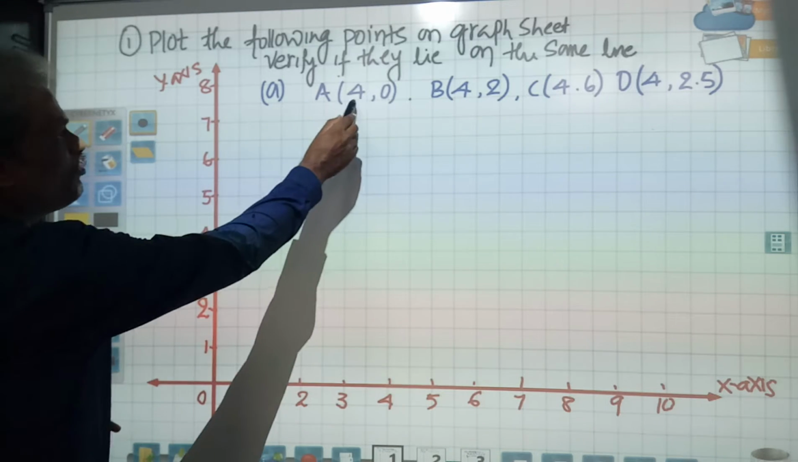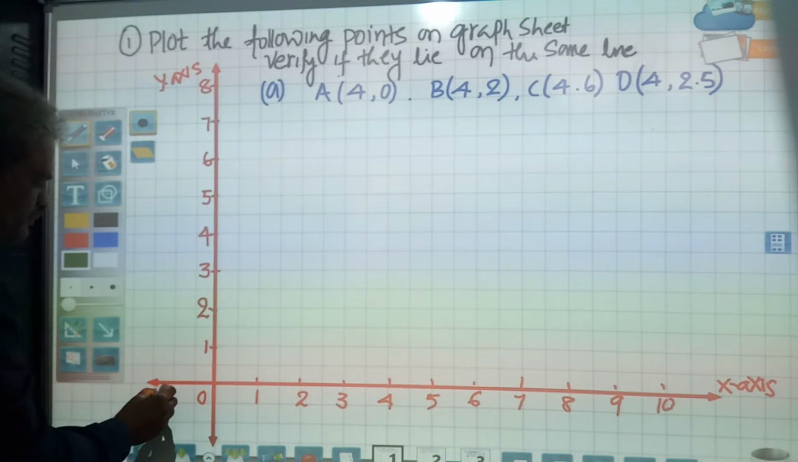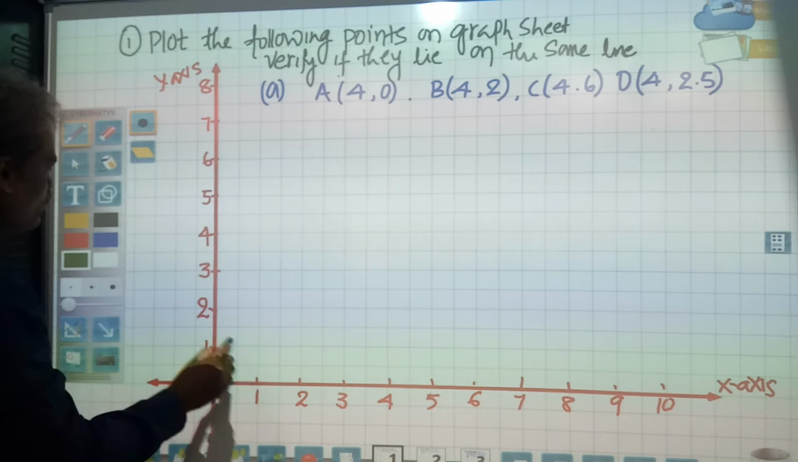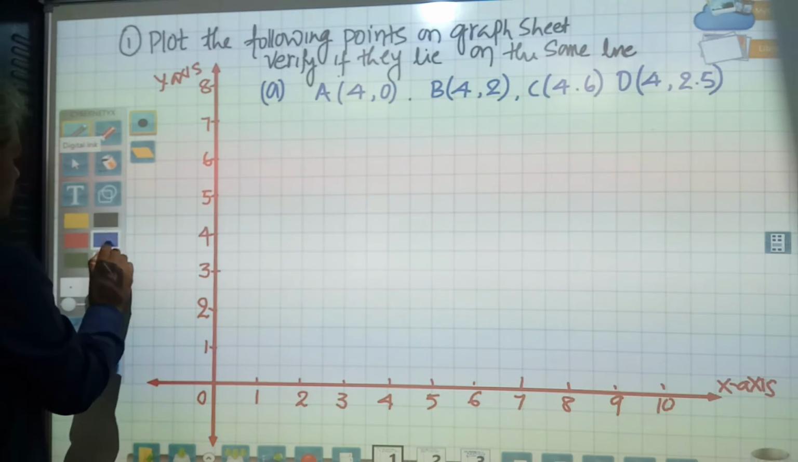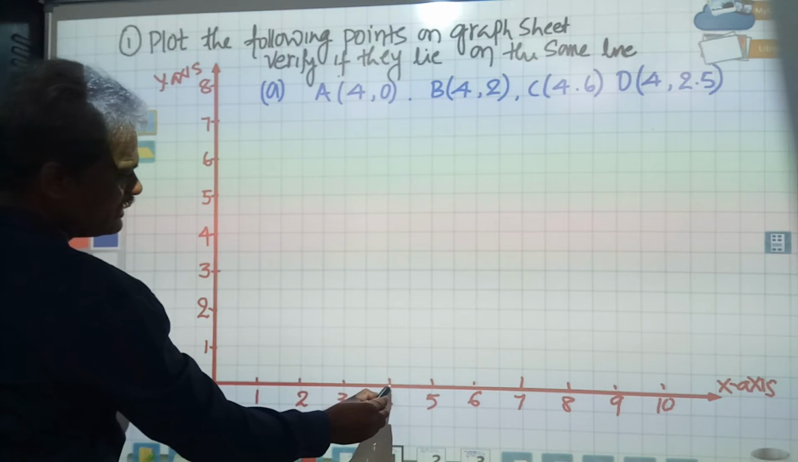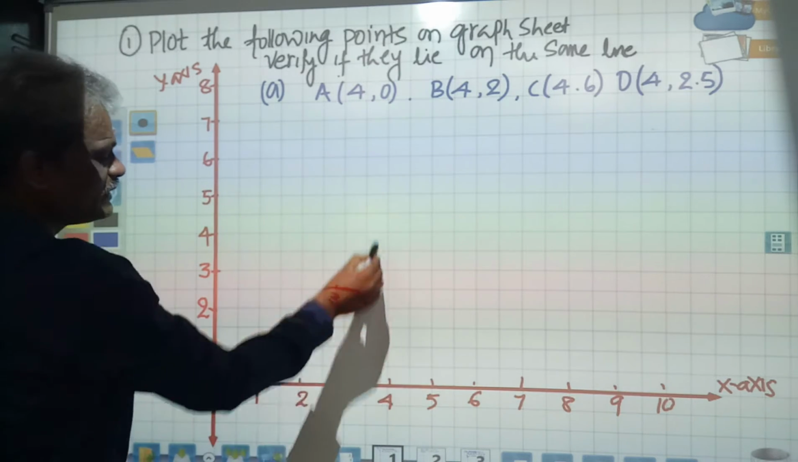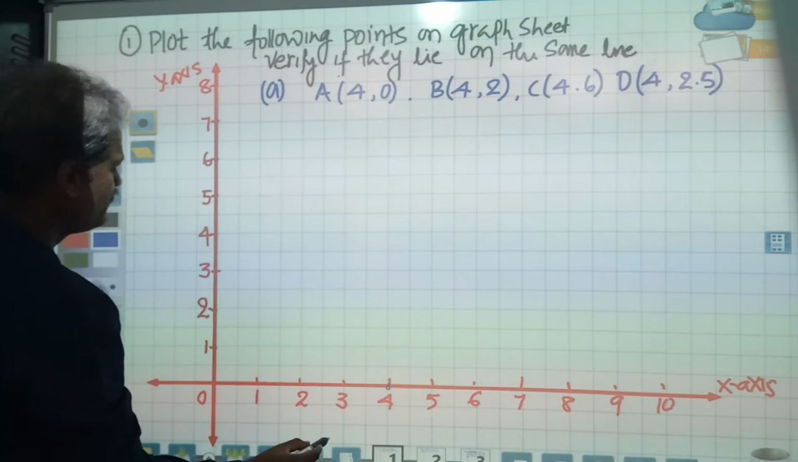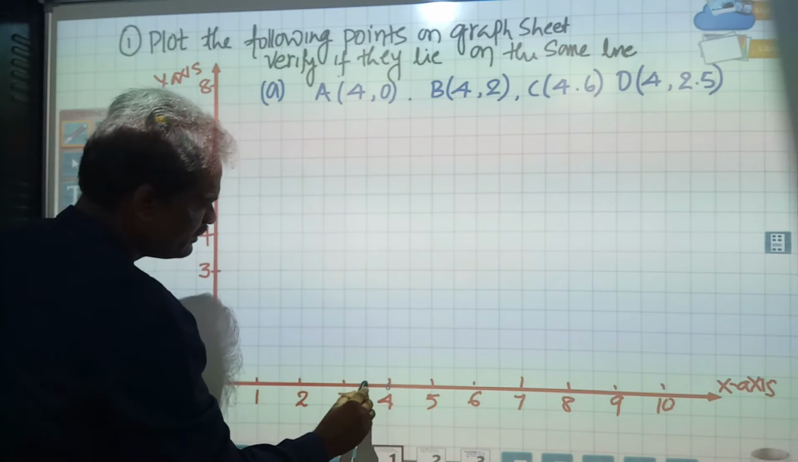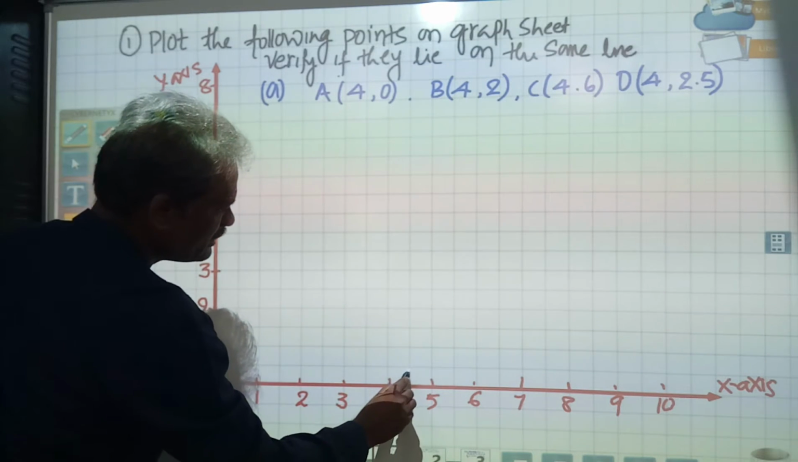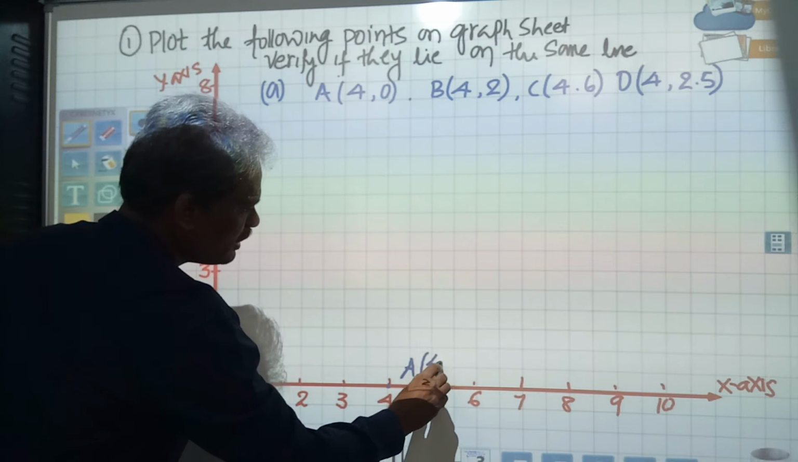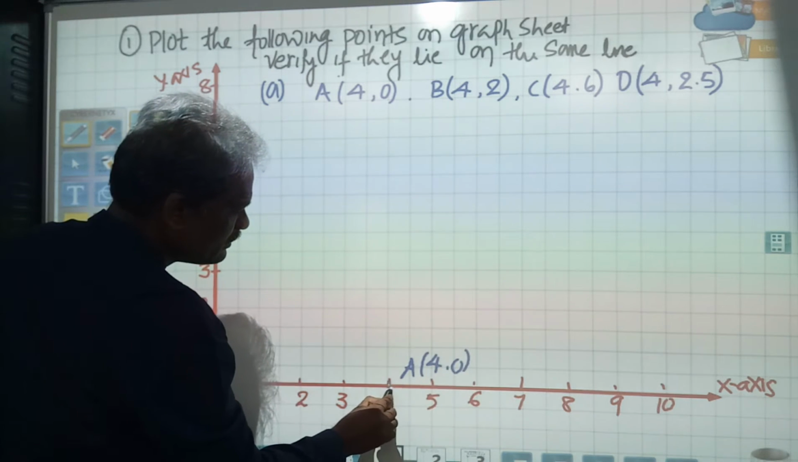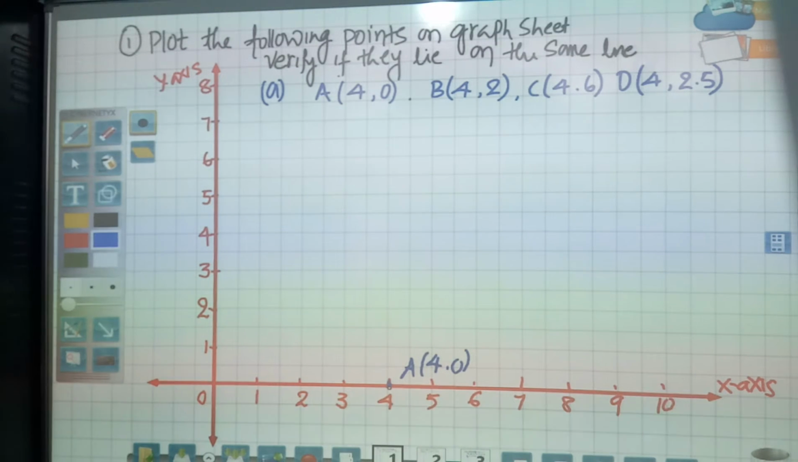So for the x coordinate, go towards the right side along the x-axis. So now it is (4, 0). Along the x-axis, right side, you have to go to 4. So that is 4, this point. Then along the y-axis, no need to go up or down because it is 0 only. So this is the point. You can call this A (4, 0). You can mention it like this. This is the point (4, 0).